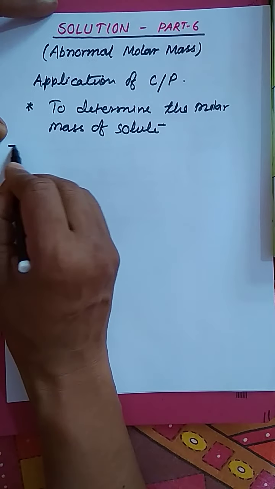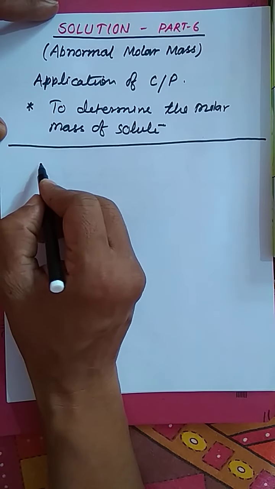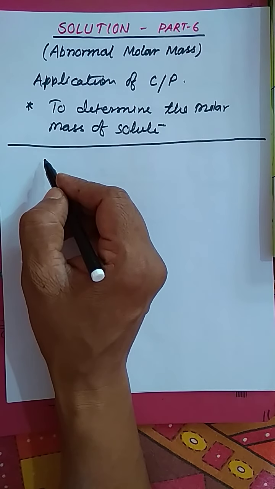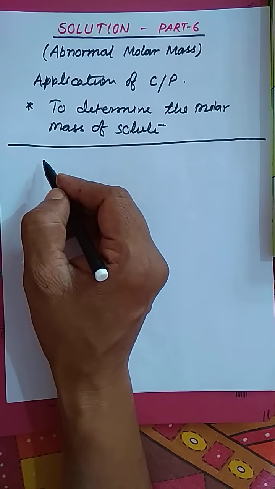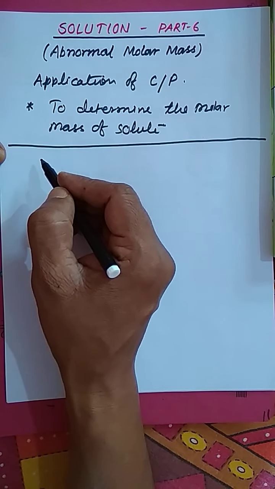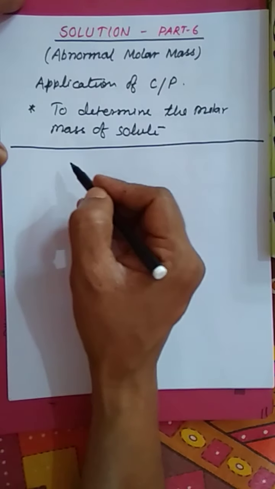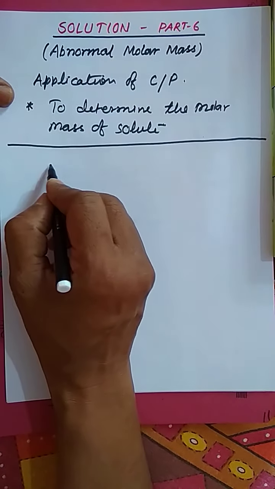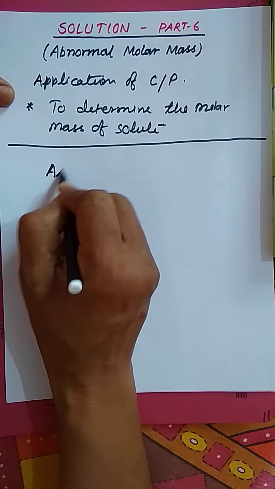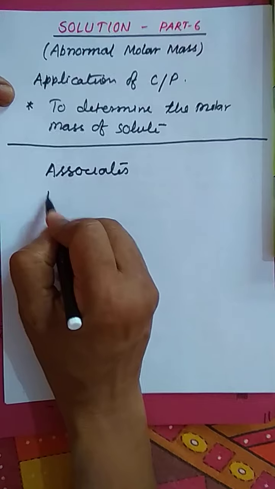Now if we calculate the molar mass of solute, some abnormality is observed. That means you will get a molar mass that is quite abnormal, but not in all cases. It happens in case of the molecules that either associate or dissociate.